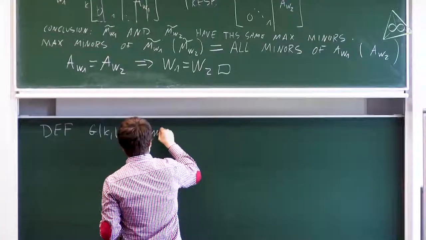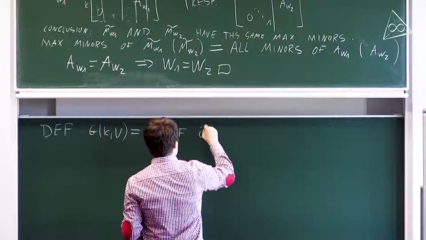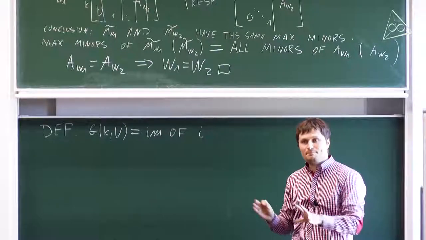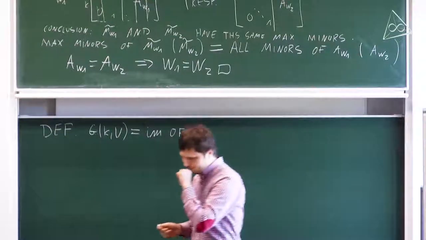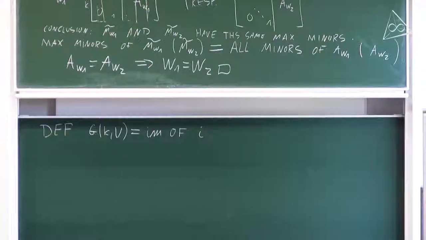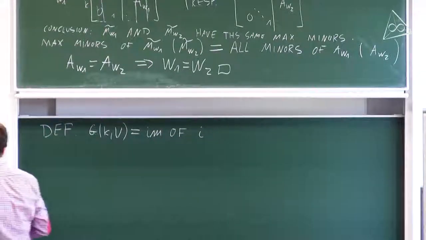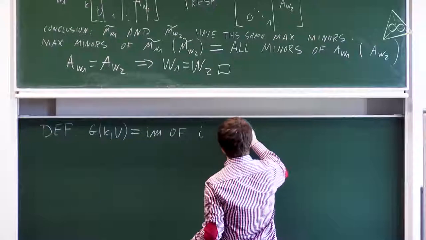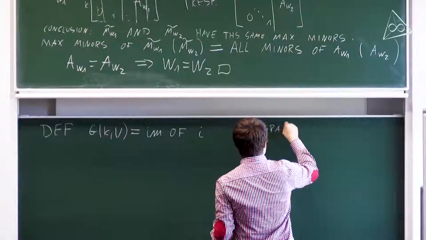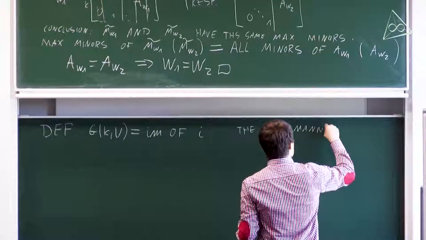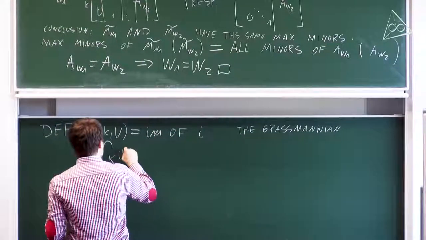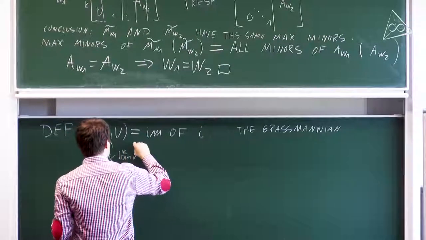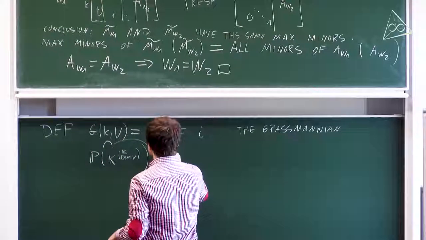This is the image of I. And whatever it is, the points correspond to k-dimensional subspaces of W. One more thing: this is the Grassmannian, and it comes with an inclusion in a projective space. This inclusion is known as the Plücker embedding.